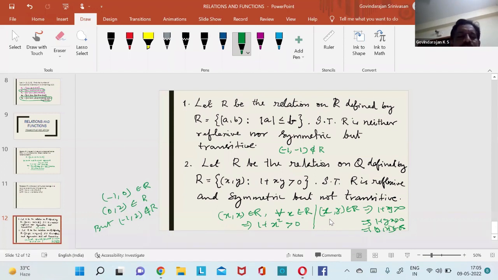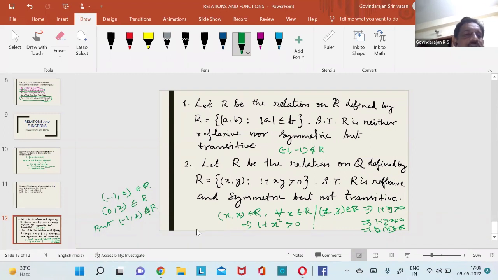Therefore, it is not transitive. You have to give one particular example so that it is not transitive from the set of real numbers. So minus 1 comma 0 belongs to R implies 1 plus minus 1 into 0, 1 plus 0 greater than 0. Of course, it is true. And 0 comma 2, 1 plus 0 into 2, 1 plus 0 is greater than 0. But minus 1 comma 2, 1 plus minus 1 into 2 is minus 2. 1 minus 2 is minus 1, which is less than 0, not greater than 0. Therefore, it does not belong to the relation. Therefore, it is not transitive. So, reflexive, symmetric, but not transitive.